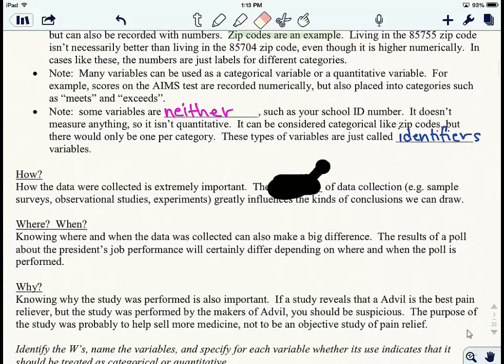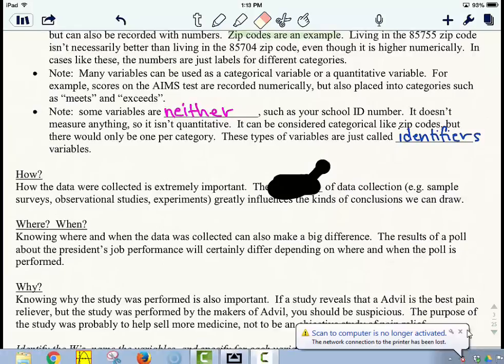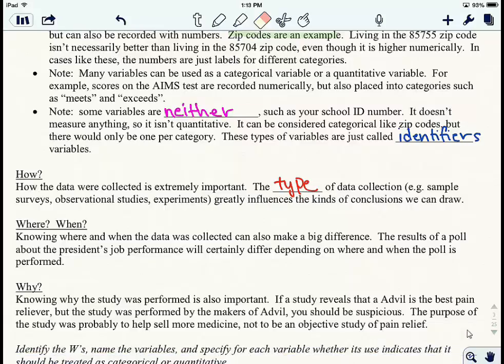The next thing, the third one, was how. We want to know how the data was collected. The type of data collection, for example, sample surveys, observational studies, experiments, greatly influences the type of conclusions we can draw. After that, we have where and when. Knowing where and when the data was collected can also make a big difference. The results of a poll about the president's job performance will certainly differ depending on where and when the poll is performed.